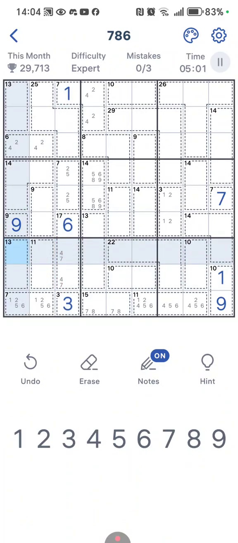Okay. That means that 13 can't be 4 and 9. Can't be 6 and 7. This has got to be 5 and 8, which means this can't be 2 and 5, which means this is 2 and 9.